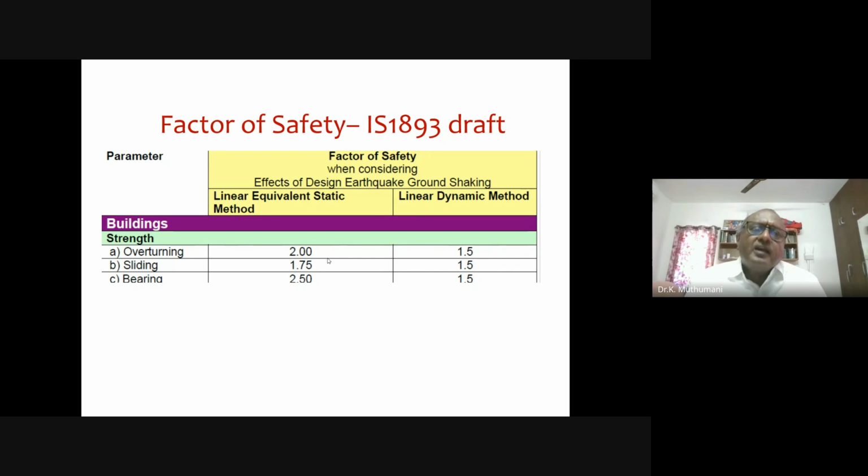Please understand that in earthquake engineering, if you are doing a design for overturning, you should have an additional factor of safety of 2 in addition to whatever the SBC is. If it is sliding, it is about 1.75, and for bearing, it is about 2.5. This is if you are using the static method. If you are using the dynamic method, maybe they insist on 1.5. This is given in the draft code. You may argue that currently this kind of rule is not there. Yes, currently this kind of rule is not there.